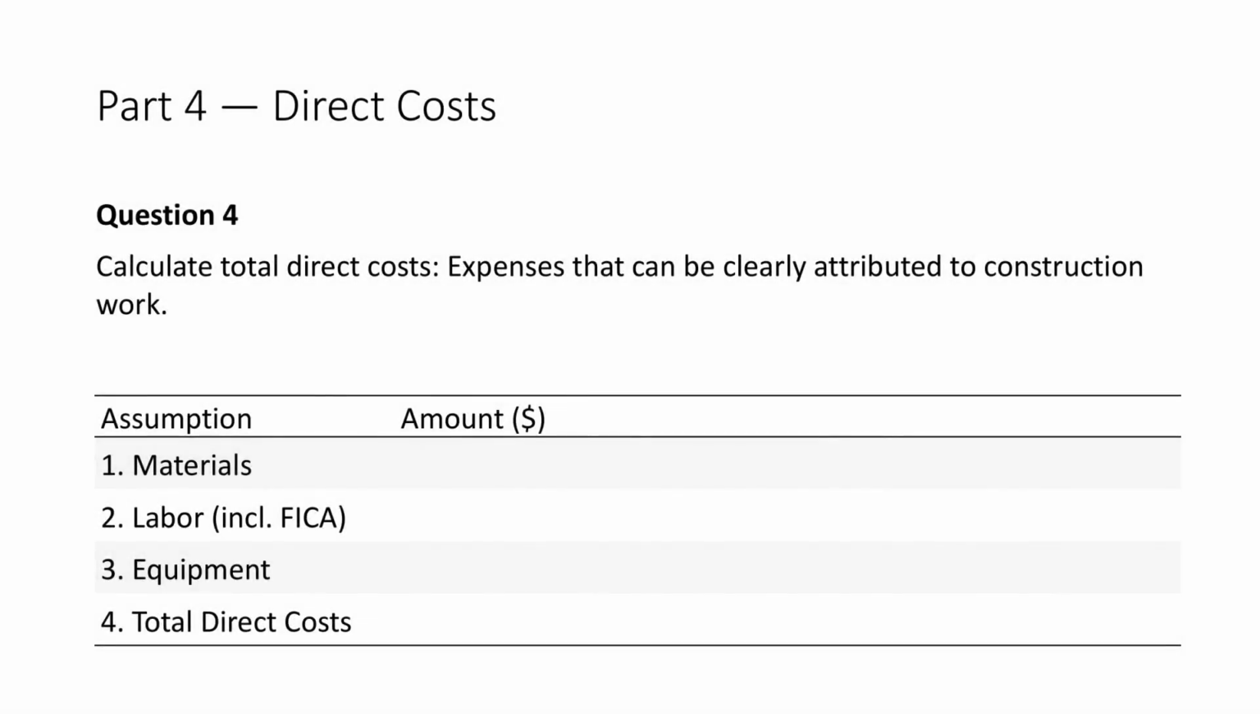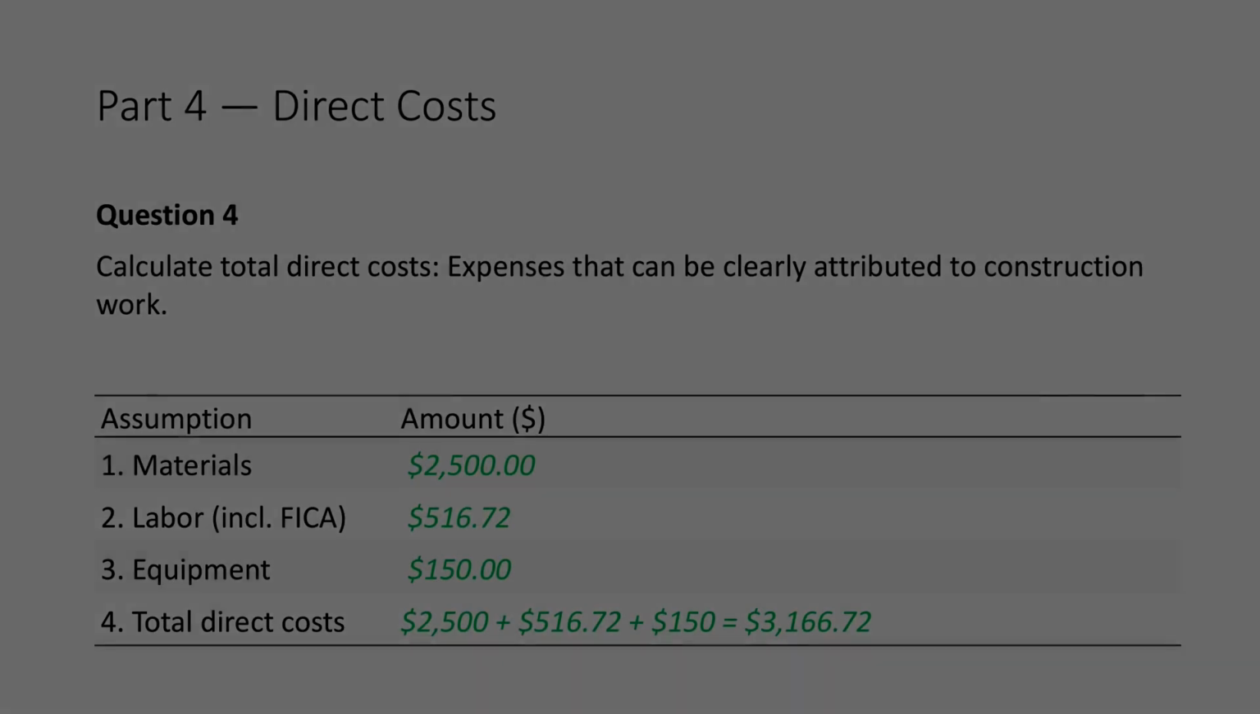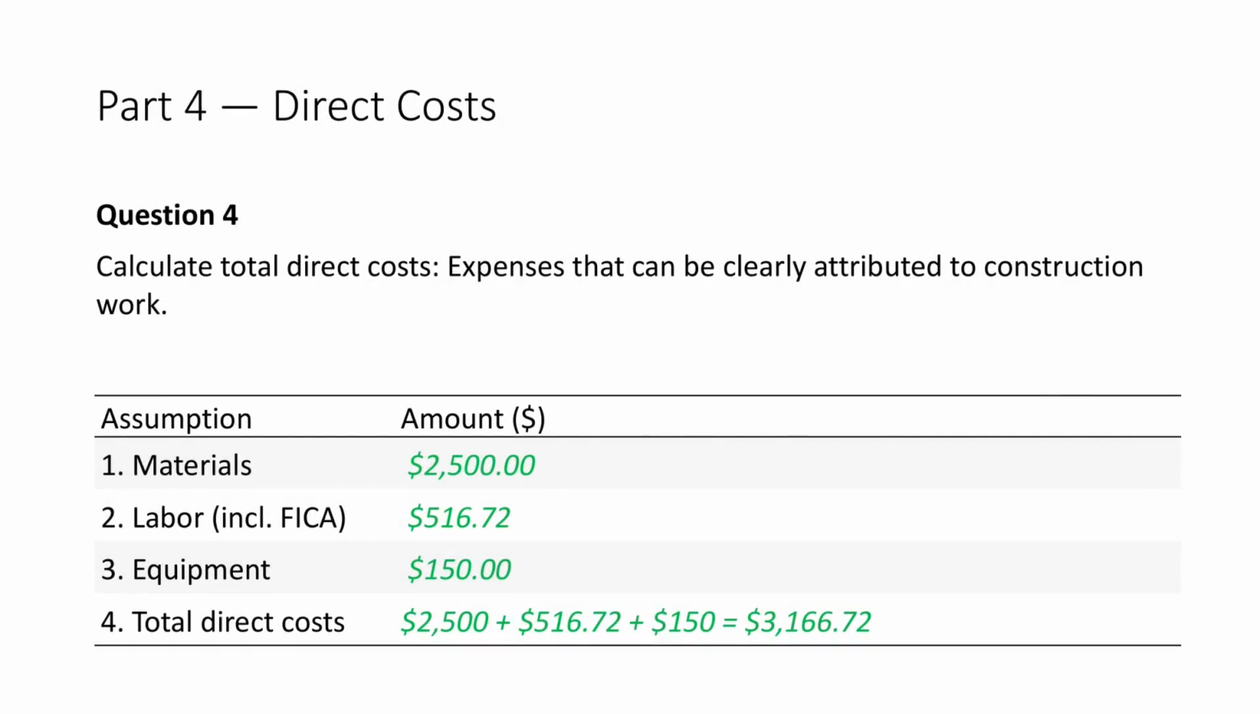Part 4. Calculate the total direct costs. Explanation. Direct costs include: materials equals $2,500. Labor, including FICA, equals $516.72. Equipment equals $150. Total direct costs equals $2,500 plus $516.72 plus $150, which equals $3,166. Everything beyond this point is about risk, overhead, and return.